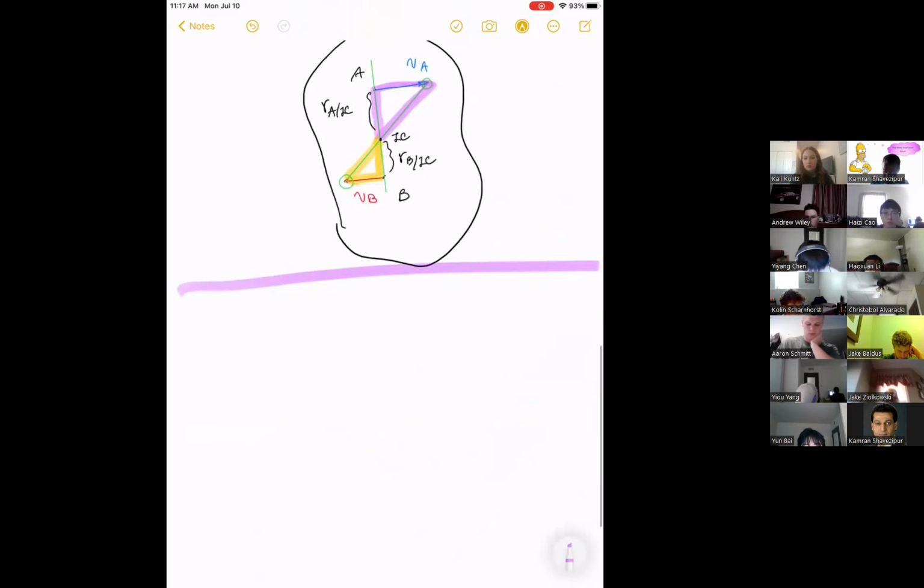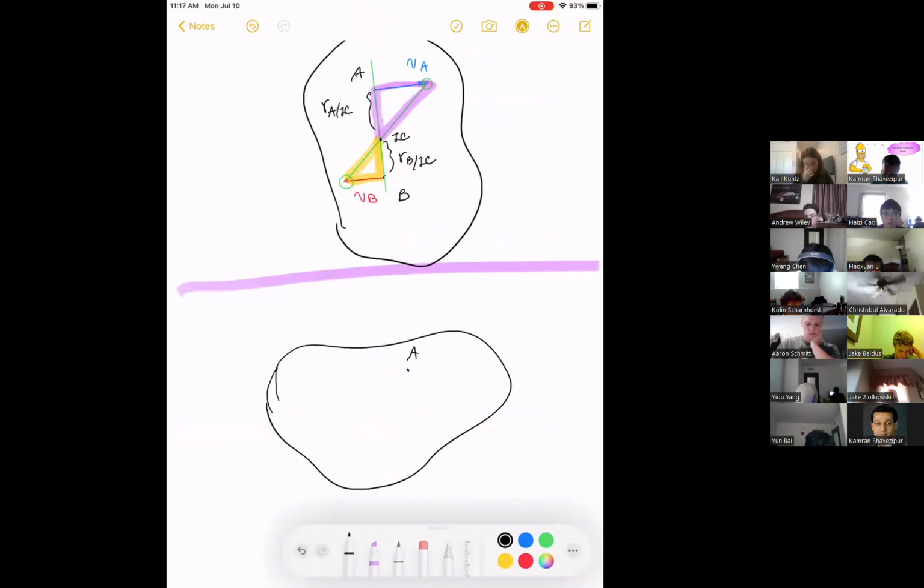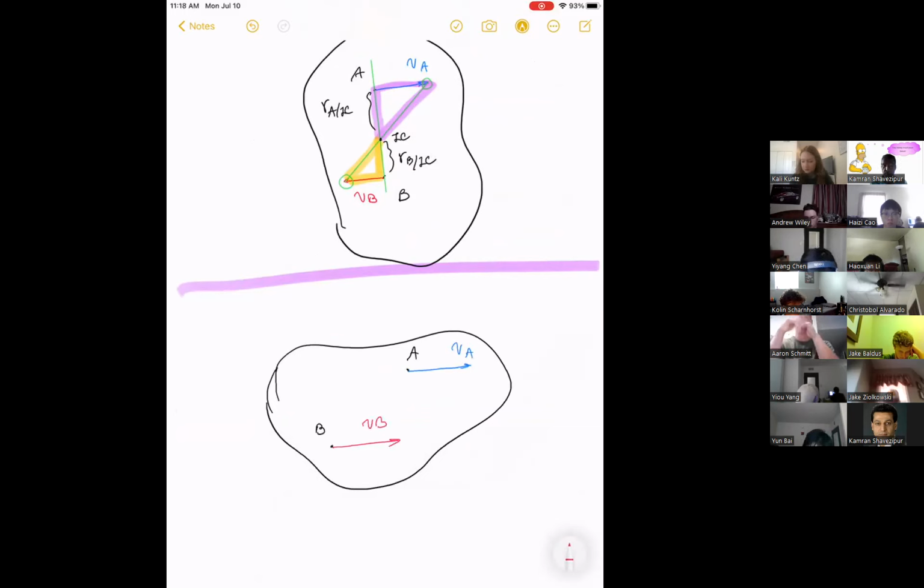Okay. Now I'm going to ask you this question. Assume that you have a rigid body. This is point A and has velocity of VA. This is point B and has velocity of VB, parallel to the same thing. These are parallel. How do I find the IC for this?